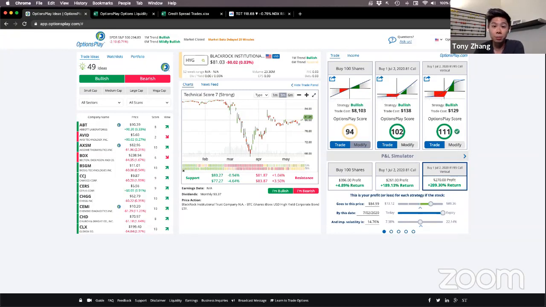HYG normally would have had to make a 3-4% move just to break even on that debit spread. By using a call spread risk reversal, the stock doesn't have to move as far.